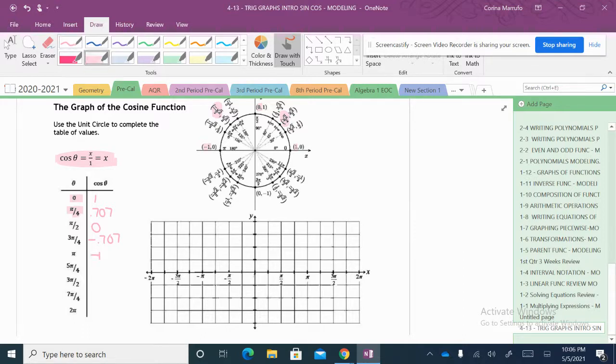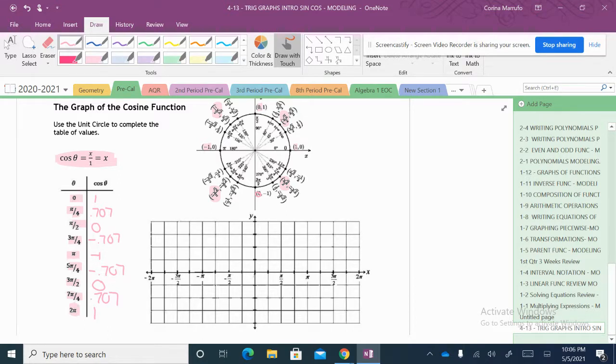At 5 pi over 4, my x value is the negative square root of 2 over 2, so that's going to be negative 0.707. At 3 pi over 2, my x value is 0. At 7 pi over 4, my x value is the square root of 2 over 2, so that's a positive 0.7. And then at 2 pi, we made one full circle and ended up back at 1.